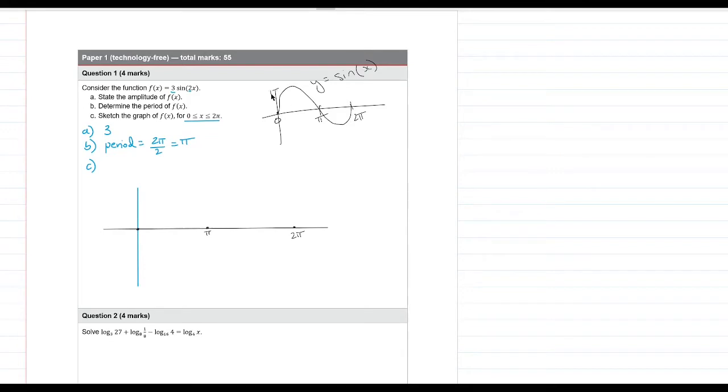But our amplitude is going to be 3. So we're going to go to 3 instead of 1. And instead of going from 0 to 2 pi, it's going to go 0 to pi. So it's essentially going to do this. And so this is going to be pi on 2. This will be 3 pi on 2. So let's mark that in.